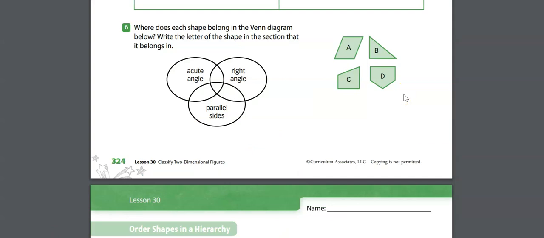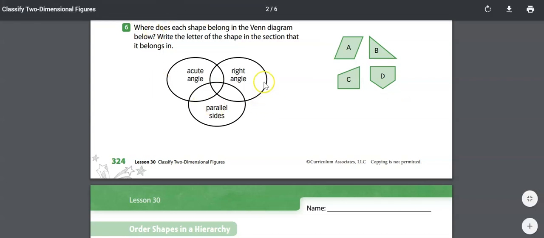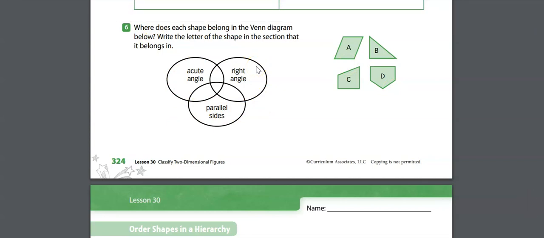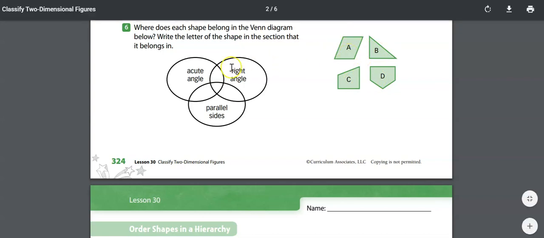So now we're going to read question 6. It says, where does each shape belong in the Venn diagram? And we have a Venn diagram right here. Write the letter of the shape in the section that it belongs in. So we have 4 shapes, shape A, B, C, and D. And we're going to place each shape where it belongs in our Venn diagram.